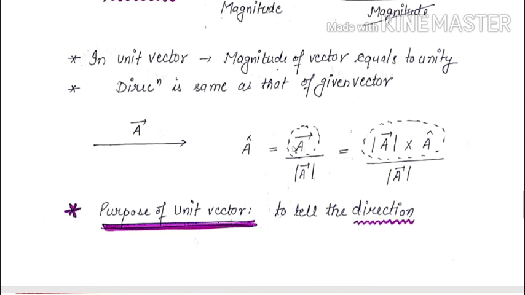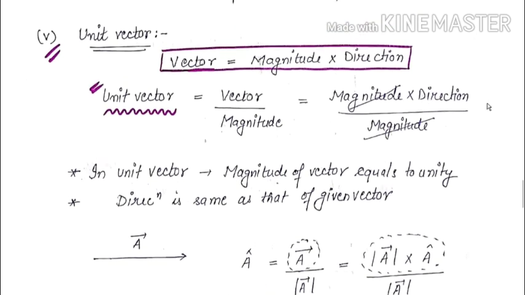Now see, a vector is represented as magnitude into its direction. Modulus represents its magnitude, and this one is the direction. The magnitude cancels, that is A cap is equal to A cap. That means we are doing the right one. And the purpose of a unit vector is to tell the direction, because only direction is left over when we use a unit vector.